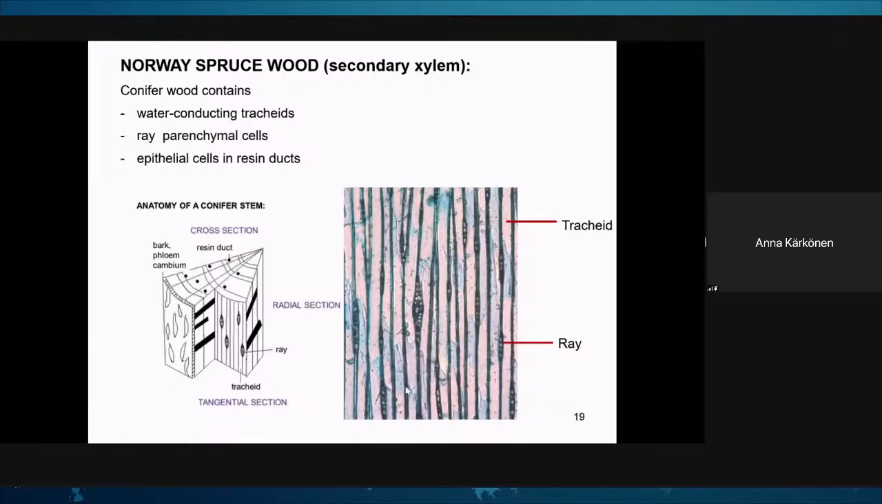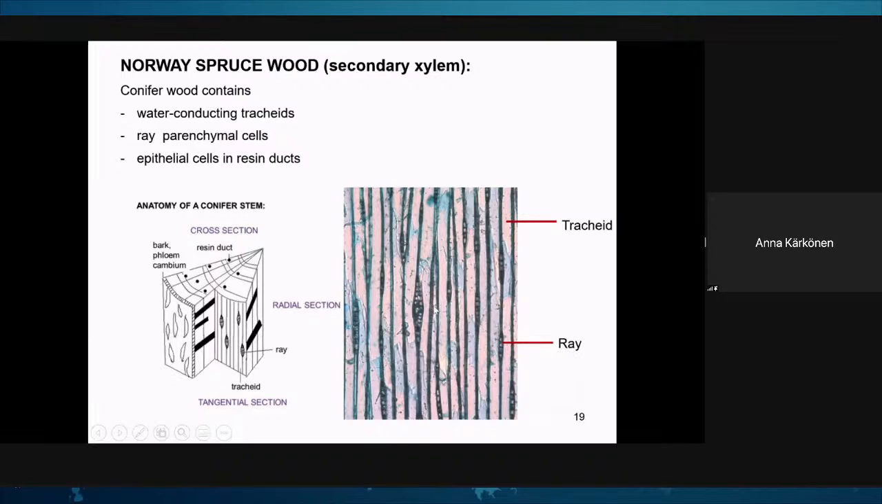So to remind you about the structure of the spruce wood, that is secondary xylem. This is the tangential section. Okay, the trunk is cut in this direction. There exist two main cell types. There are tracheids, these long tubes that conduct water. And then there are rays, which are living parenchymal cells that have storage function and transport in this radial direction, for example.